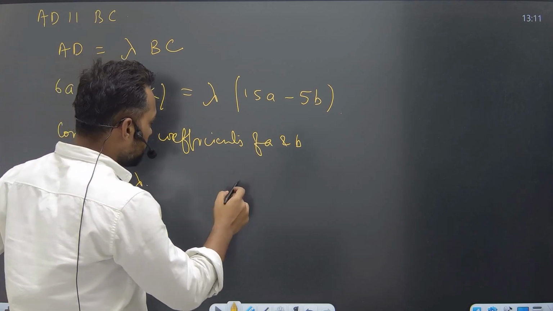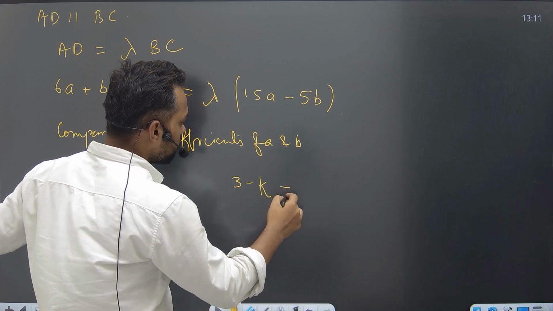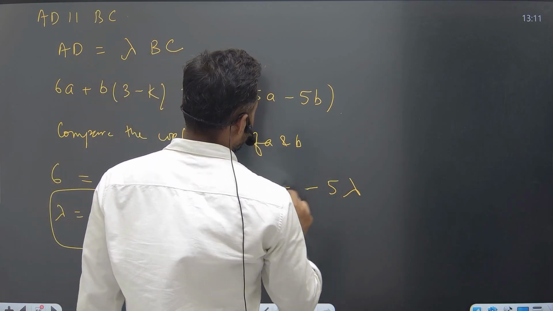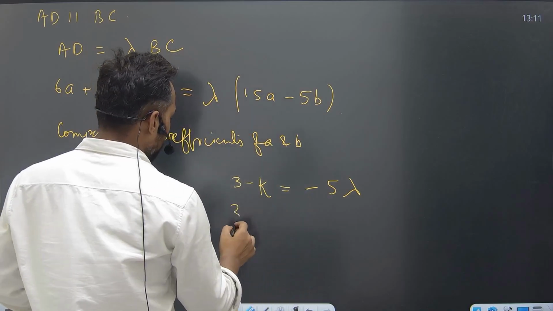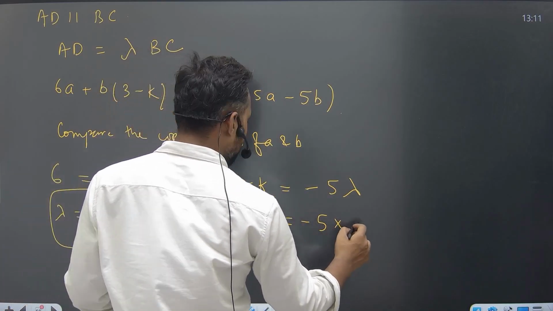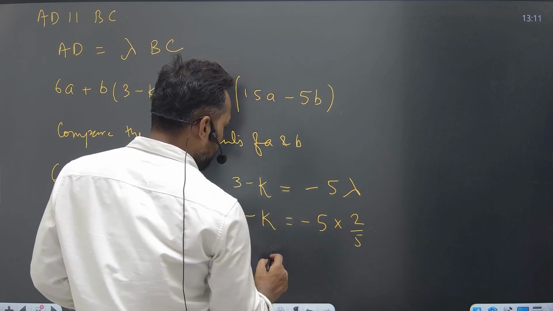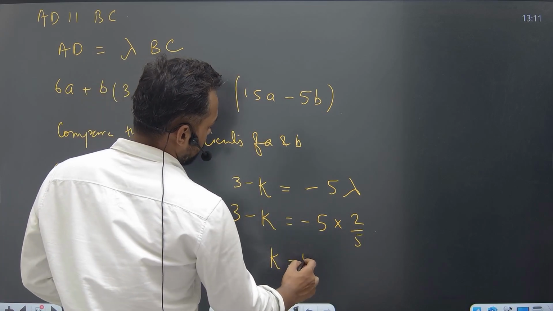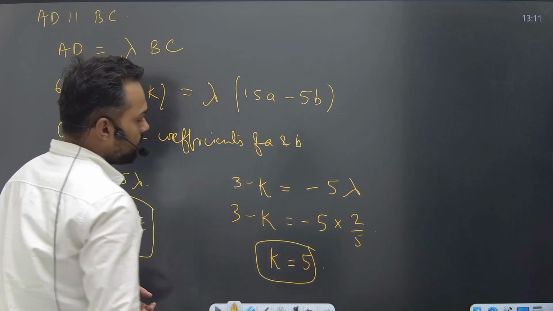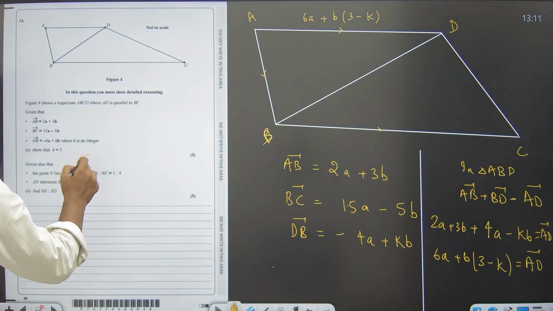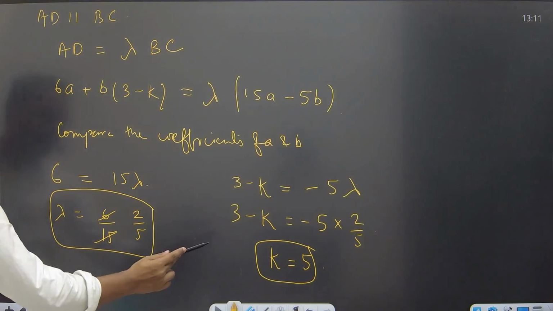Similarly, if we are comparing the coefficient of b, that is 3 minus k equals negative 5 lambda. So 3 minus k will be equal to negative 5 times lambda, which is 2 by 5. From here the k value will be equal to 5. They have asked us to prove it, so we have already proved that k is equal to 5. We have done this part.